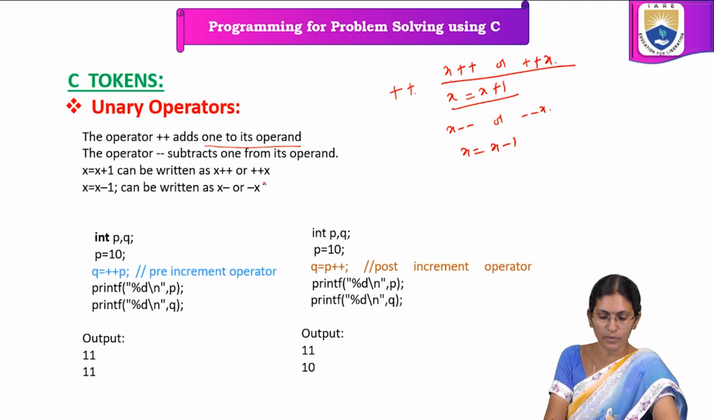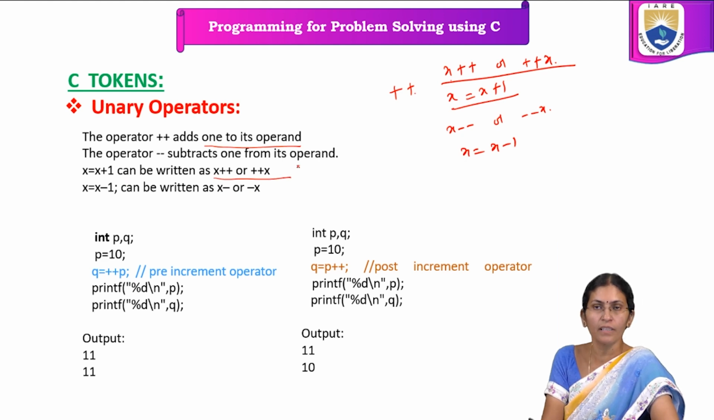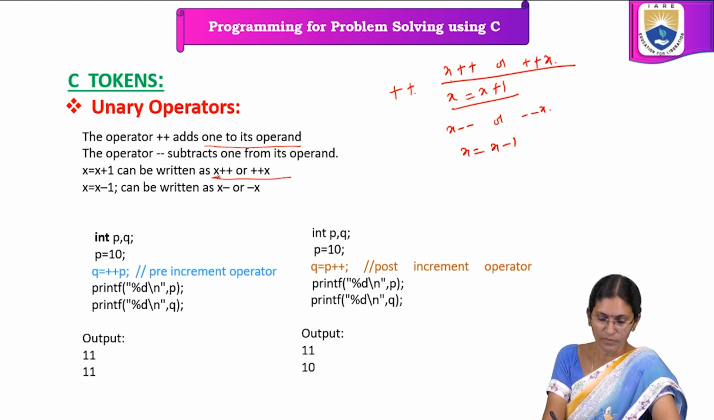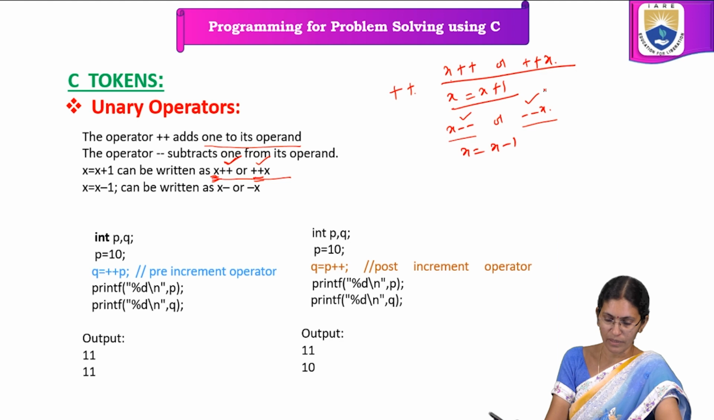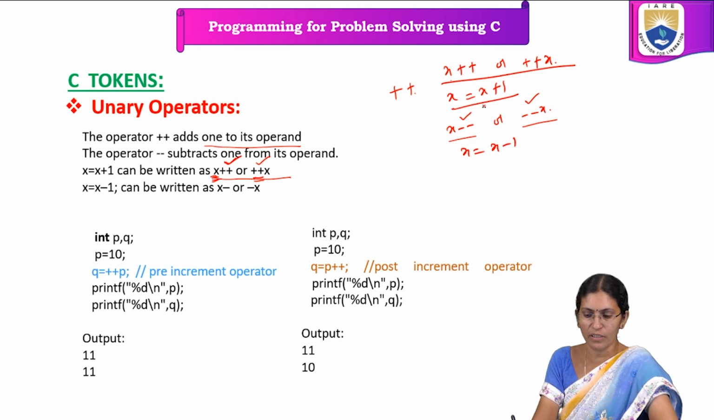x is equal to x plus 1 we can write as x plus plus or plus plus x. When this operator comes after the variable, it is called post-increment, and when this operator comes before the operand, it is pre-increment. Similarly for the decrement operator, x is equal to x minus 1 we can write as x minus minus or minus minus x. So this is post-decrement and this one is pre-decrement. There is a difference between pre-increment and post-increment.